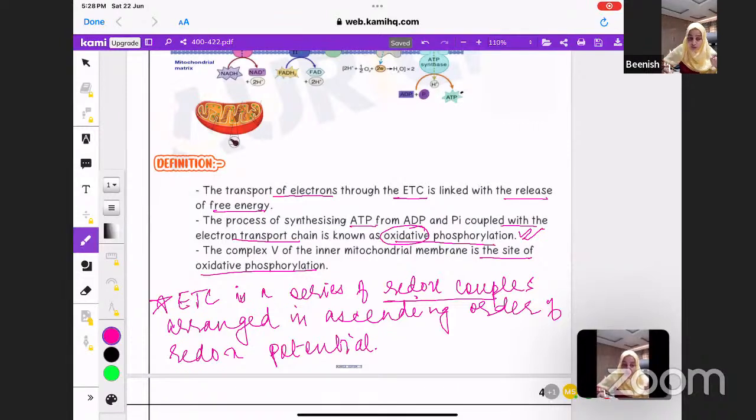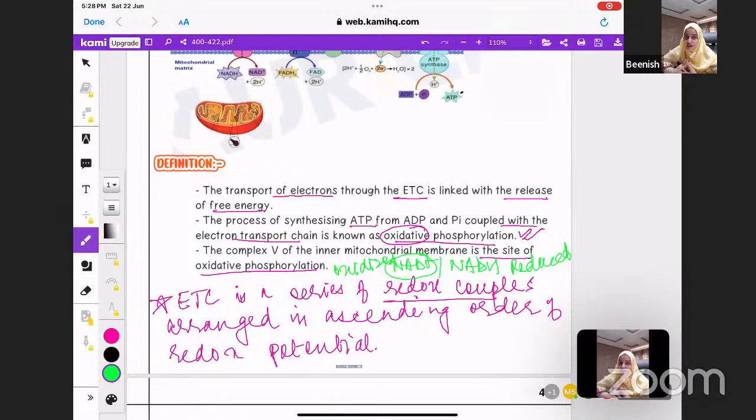And what are redox couples? They are those compounds which can exist both in oxidized as well as in reduced state. For example, NAD+ and NADH. It can exist as NAD+, which is the oxidized state, and it can also exist as NADH, which is the reduced state. So this forms one redox couple. Another example is FAD and FADH2. FAD is the oxidized state and FADH2 is the reduced state.